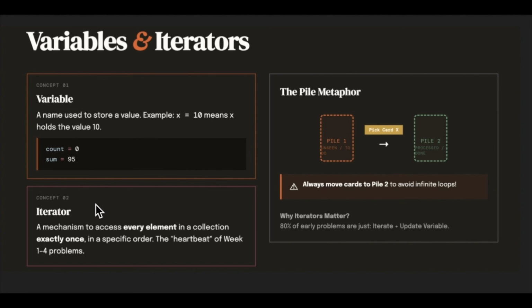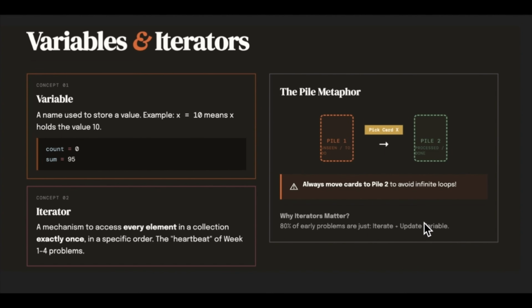Now, iterators. An iterator is just a way to go through every element in a collection exactly once. It means a mechanism to access every element in a collection exactly once in a specific fixed order. So imagine you have a pile of cards, pile 1 and pile 2. Pile 1 has the cards you haven't looked at yet, and you pick one card, do something with it, and then you move it to pile 2. Here pile 2 is the done pile. You keep doing this until pile 1 is empty. That's literally what an iterator does. It goes through every card one by one and makes sure that you don't miss any and also you don't repeat any.